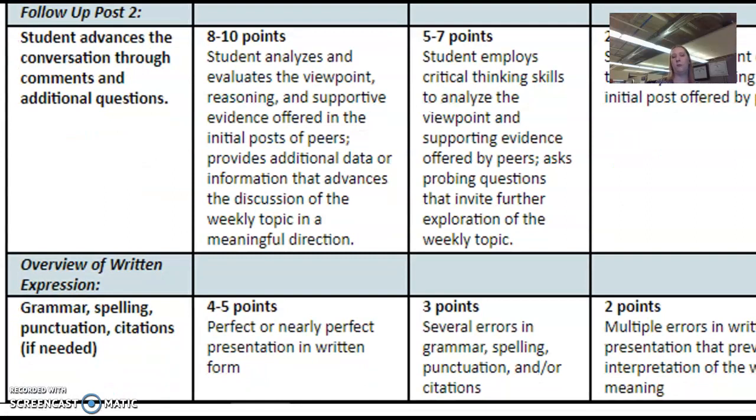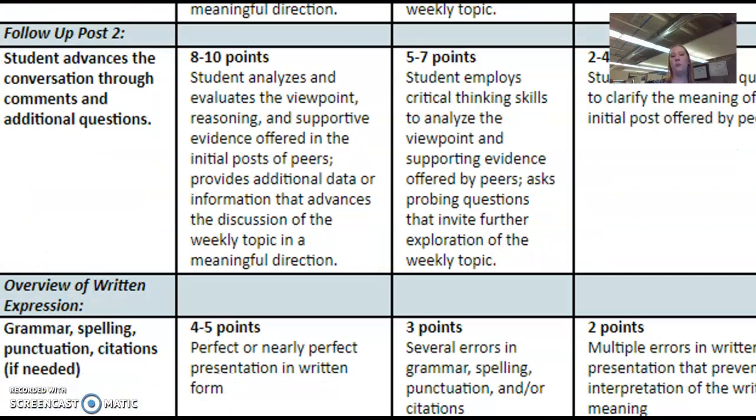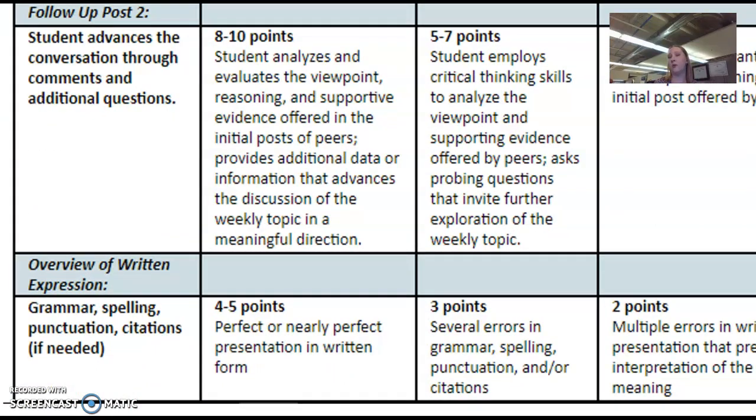And then there are 5 points for grammar, spelling, punctuation, citations. I don't take off points for citations in here because that was included in the main post as far as references go. So this is mainly, do you have good grammar, spelling? Because you're typing everything up, you can put it in Word first and do spell check or whatever you need to do. Because it's not off the cuff, you need to plan and do research. We are looking for good grammar. So full credit, perfect or nearly perfect presentation in written form.